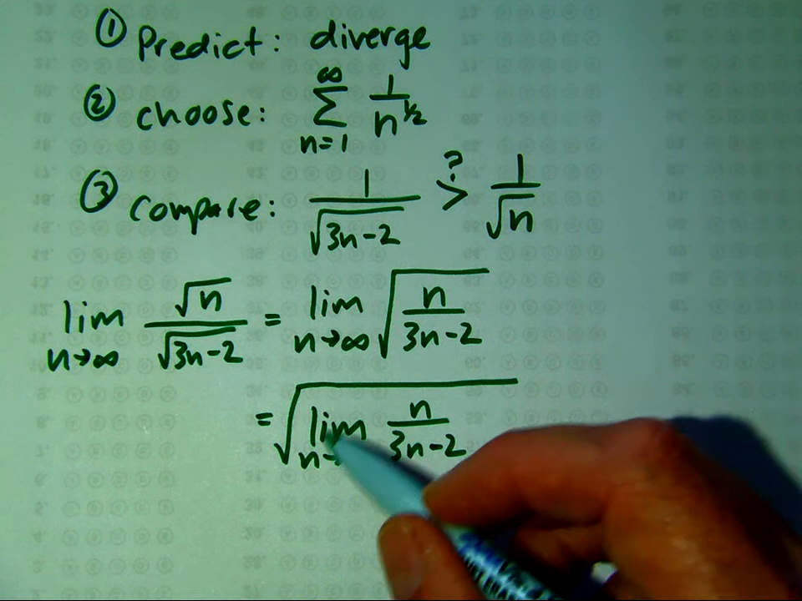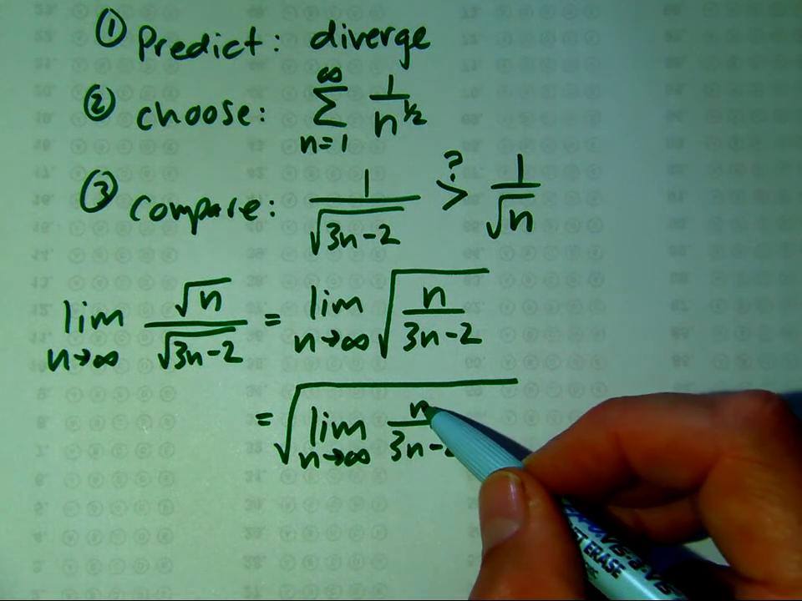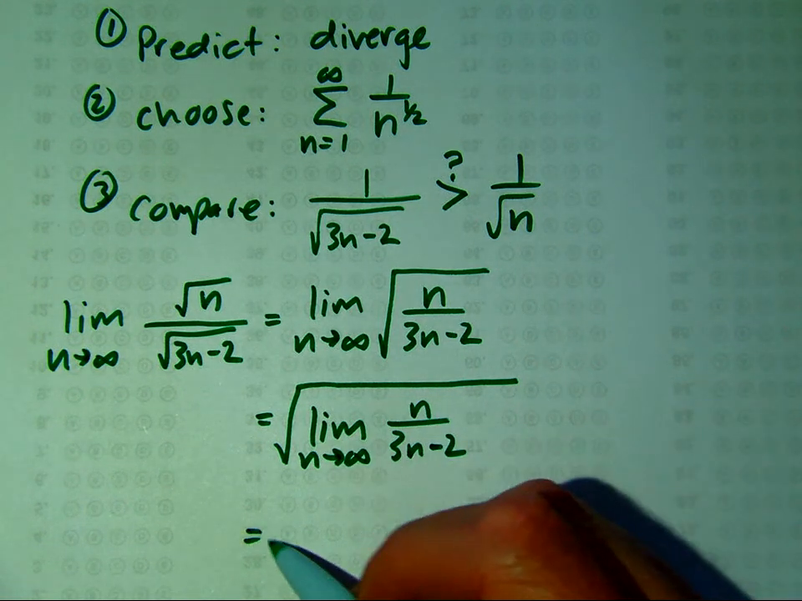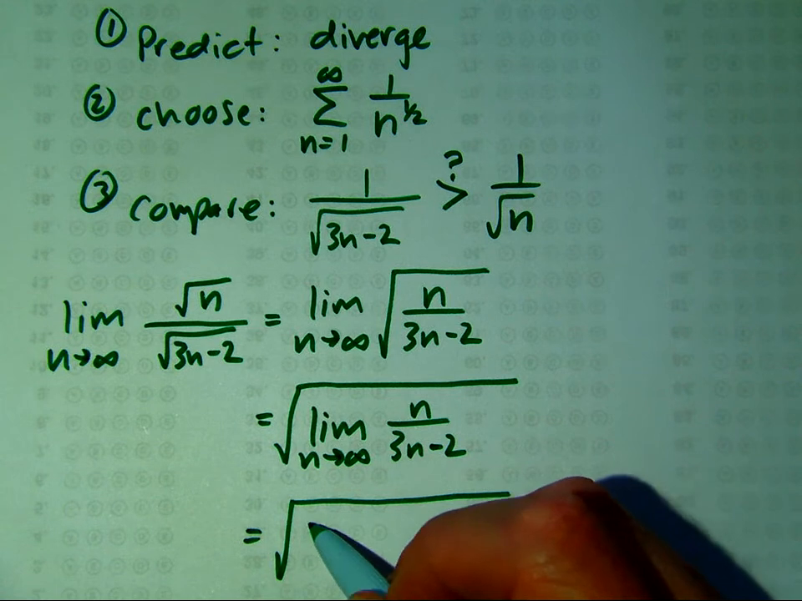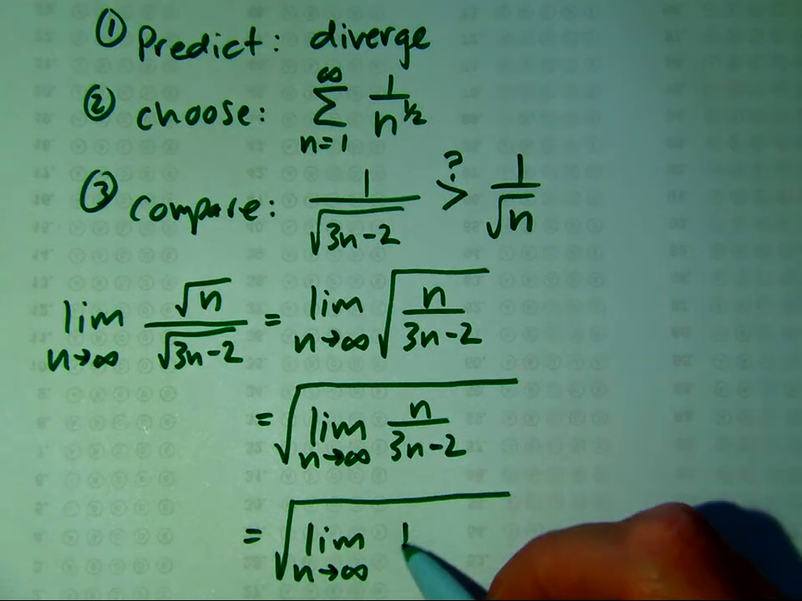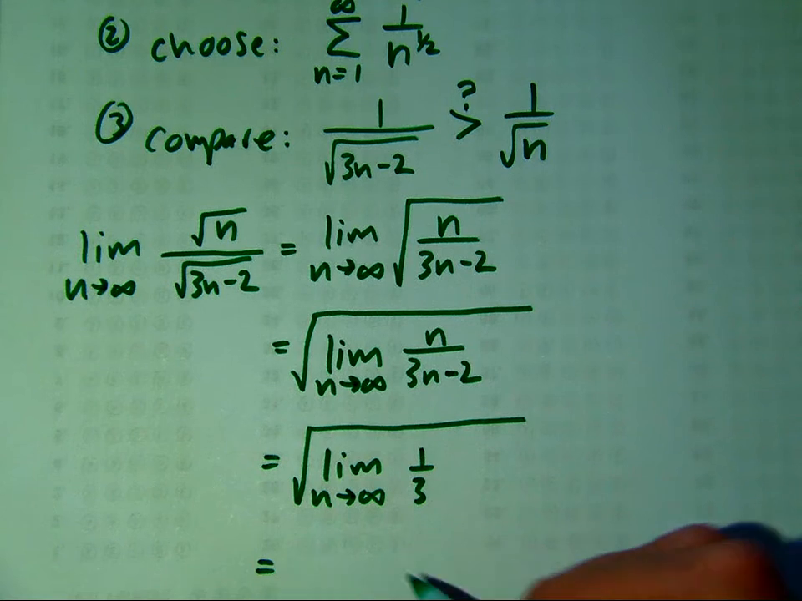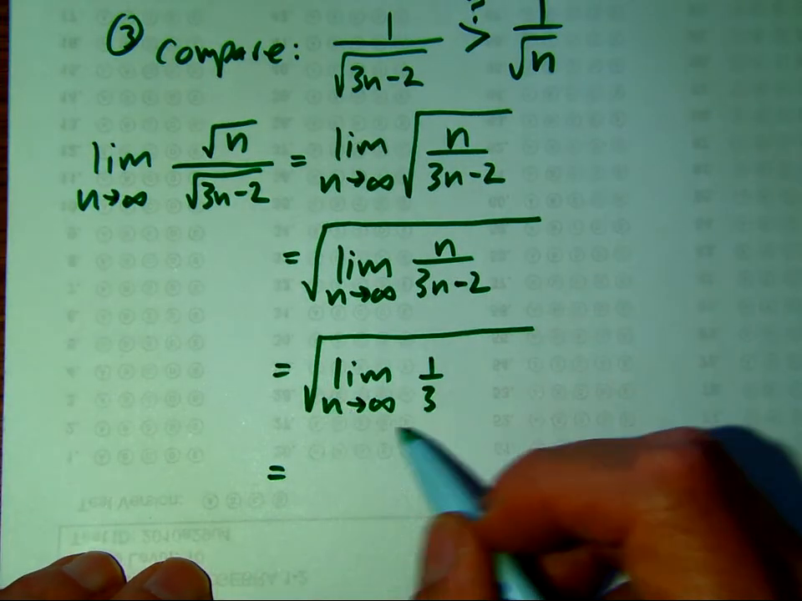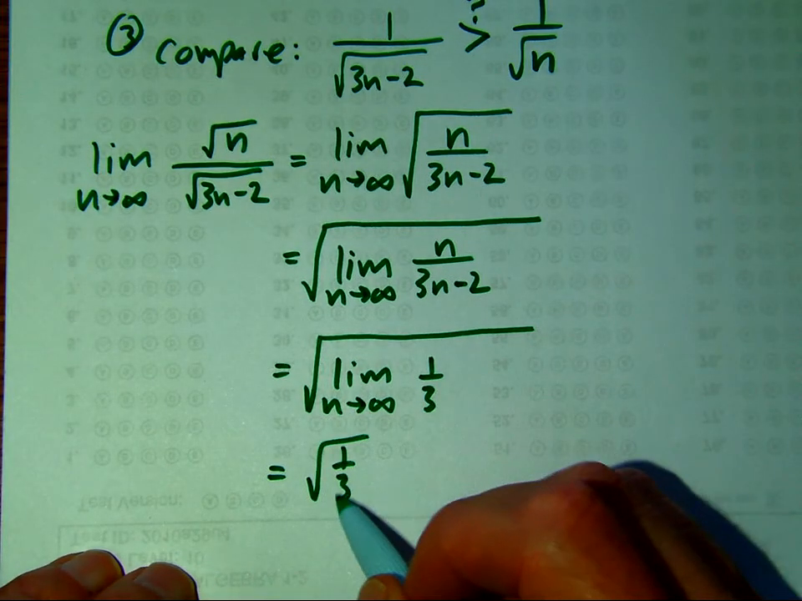This limit is indeterminate because we'll have infinity over infinity. So we can do L'Hopital's rule, which will be a 1 over 3. And that gives us the limit is 1/3. Leave the radical. So we have radical 1/3.